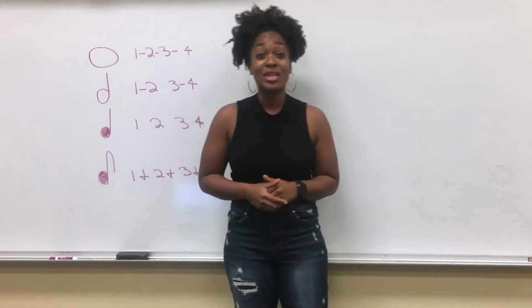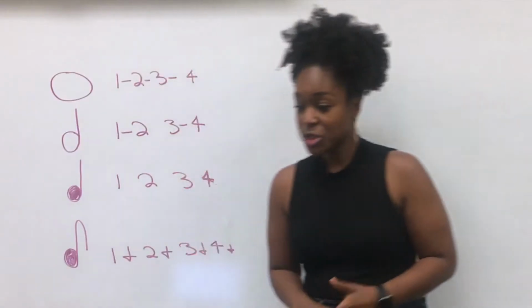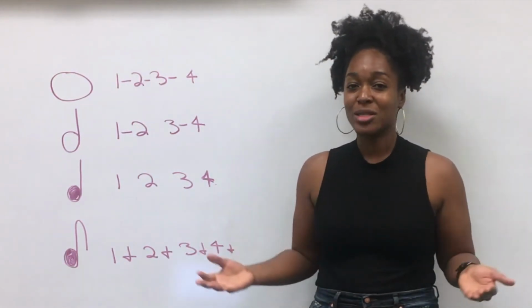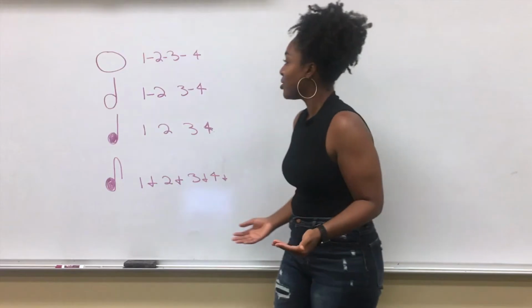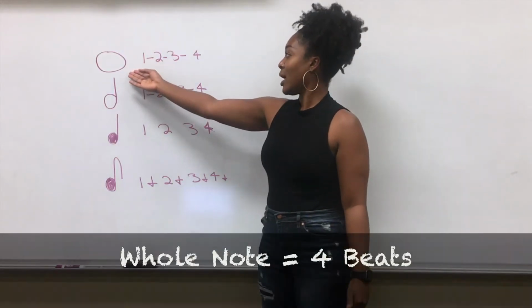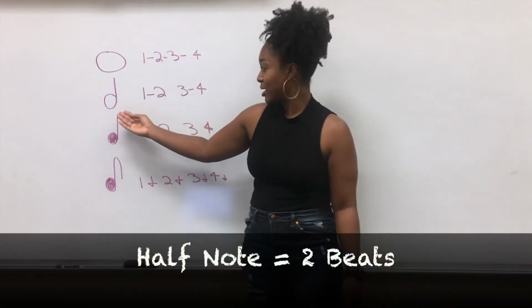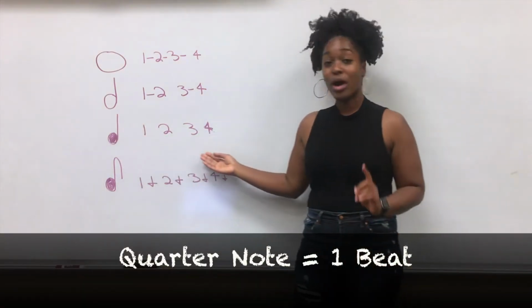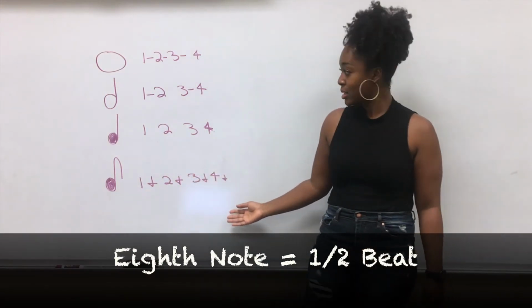So now that we know the names of the notes, let's learn what they do. Each note has a different beat. And today we're going to be referring to these beats in common time, which means 4/4. So, a whole note gets 4 beats. A half note gets 2 beats. A quarter note gets 1 beat. And an eighth note gets half of a beat.